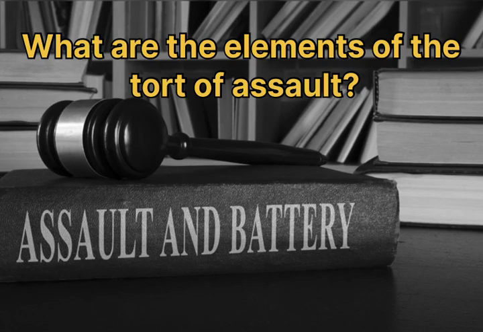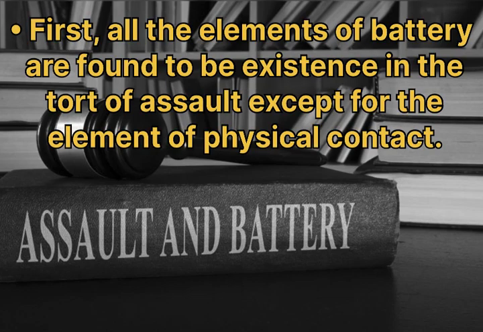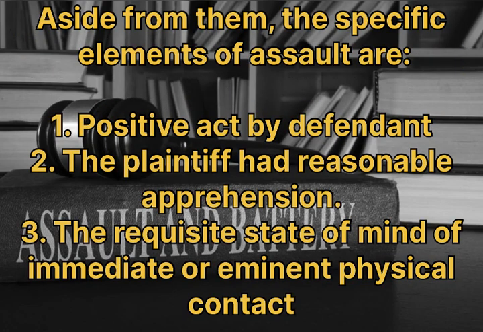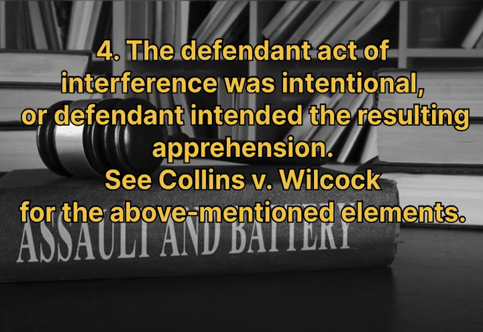Now, what are the elements of the tort of assault? First, all elements of battery are found to be in existence in the tort of assault except for the element of physical contact. Aside from them, the specific elements of assault are: 1. Positive act by the defendant. 2. The plaintiff had reasonable apprehension. 3. The requisite state of mind of immediate or imminent physical contact. 4. The defendant's act of interference was intentional, or the defendant intended the resulting apprehension. You can see Collins versus Wilcock for the above mentioned elements.